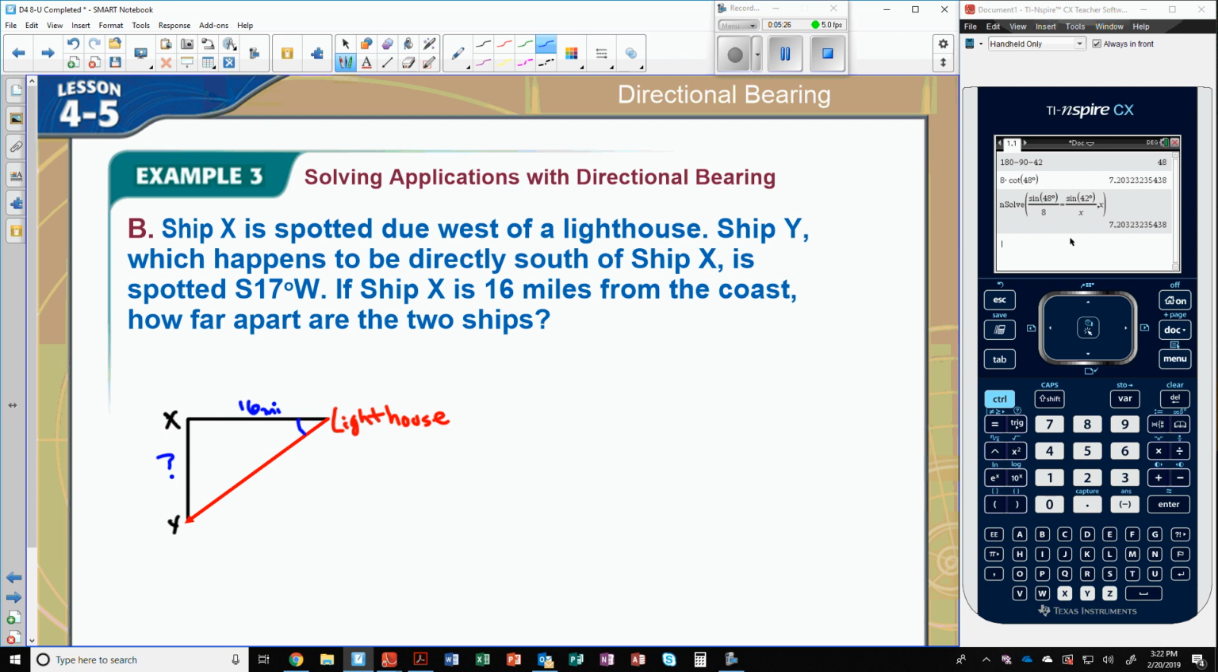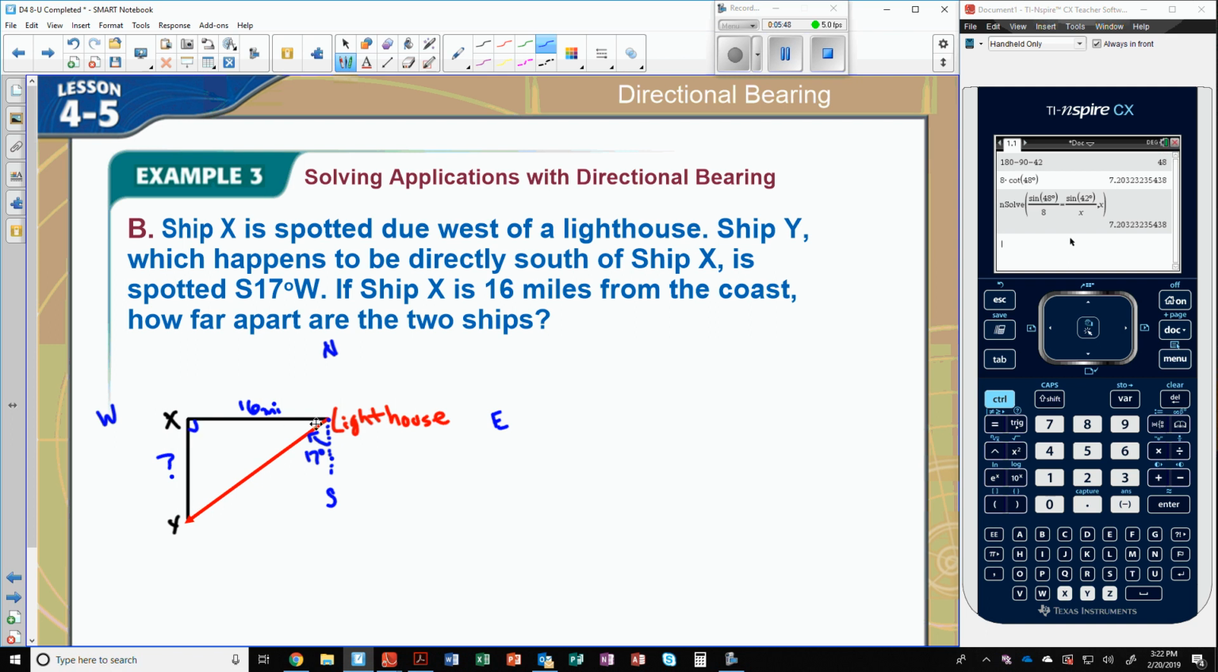And I forgot to write this on there. This is south 17 degrees west. We go from this way. So we have 17 degrees there. This would be south 17 degrees to the west using the north-east-south-west system. Okay, so here's our problem. So we want to solve for this.